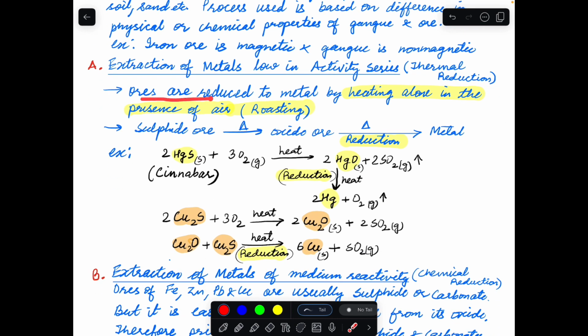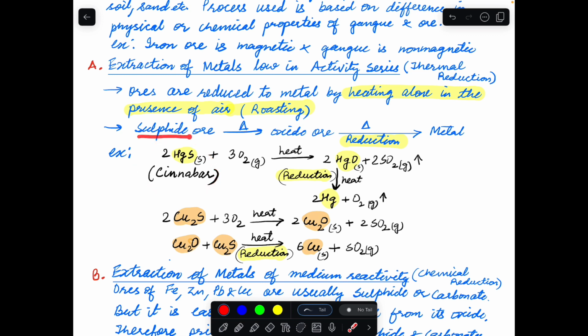So ores are reduced to metal by heating alone in the presence of air. In the presence of air, when we are heating anything, the process is called roasting. In the absence of air or less supply of air, if we are heating, it is called calcination. So, for example, in case of mercury, we have taken cinnabar, which is an ore of mercury, HgS.